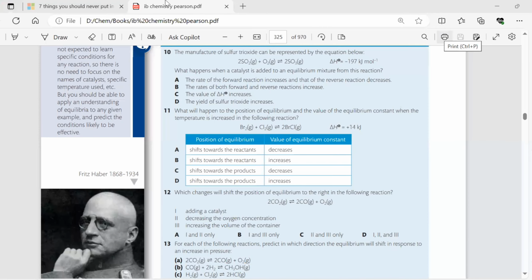Okay. So what will happen to the position of the equilibrium and the equilibrium constant when the temperature is increased? It is endo. Wait. When you have this question, write exo and endo immediately. It's endo, so write exo over here. Is it clear? Endo, exo. Okay, I see.